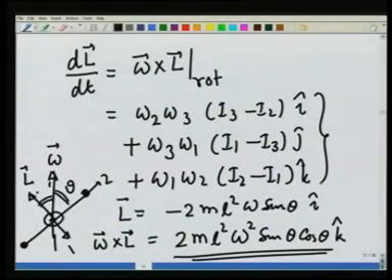Do we get the same answer from this? Of course. You can see omega 3 is 0, so the first term and the second term are going to give me 0. The third term gives me omega 1 times omega 2 times (I2 minus I1). I2 is 0, so it comes out to be I1, which is 2 m L square with a minus sign, times omega 1. Omega 1 is minus omega cosine theta, so that comes out to be omega cosine theta. Omega 2 is omega sine theta, and we get the same answer.